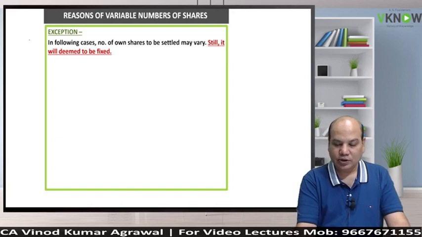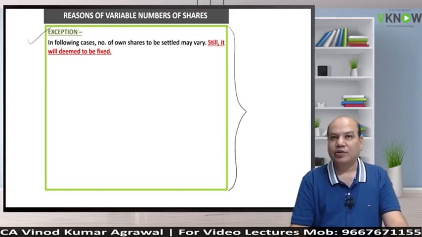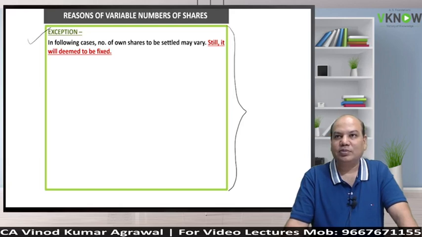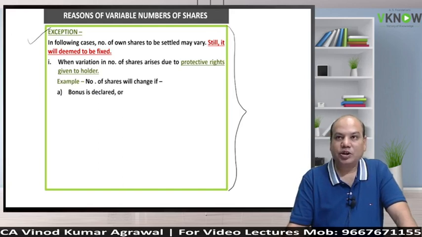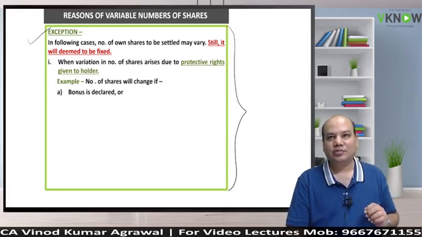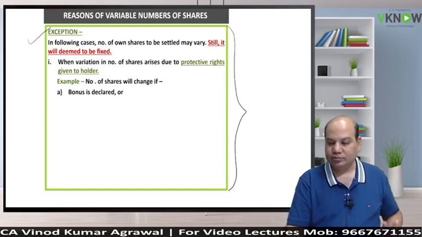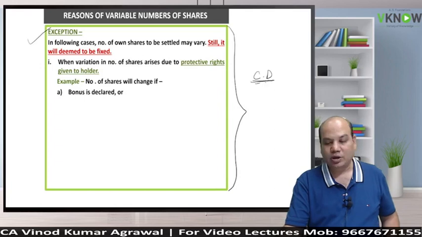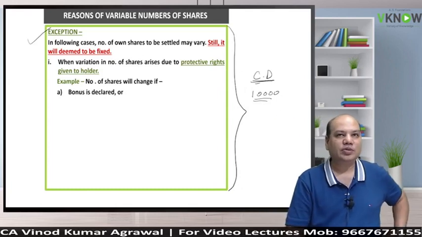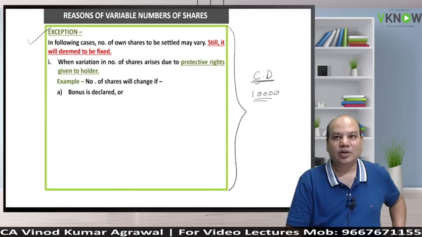Exception. Exception means in the following cases the number of shares can vary, but still it is not treated as variable. Example, suppose we have entered into a contract whereby shares will be issued if a bonus is declared. If a bonus is declared, then the person to whom we have promised will also get bonus shares, like it happens in a convertible debenture. If you have issued a convertible debenture, at the time of issue you say we will issue you 10,000 shares on maturity. The debenture holder was happy. I will get 10,000 shares.